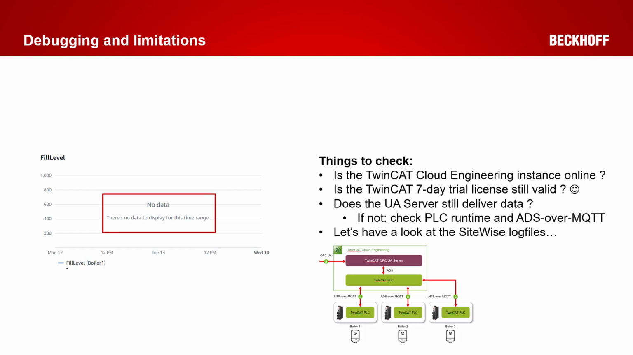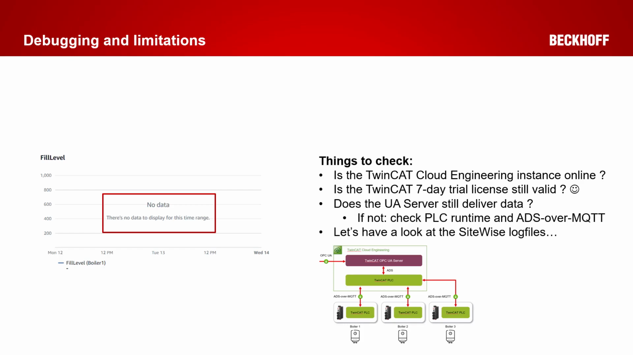I checked the typical stuff because my TwinCAT OPC UA server is running on a cloud engineering instance. First of all, I checked, is the TwinCAT Cloud Engineering instance online? Then I checked if the TwinCAT 7-day trial license that I used is still valid. Then I checked if my TwinCAT OPC UA server is still online and if it still delivers data. So I connected another OPC UA client to my server, subscribed to the data points from my global variable list, and just checked if there is data coming in. And that was the case.